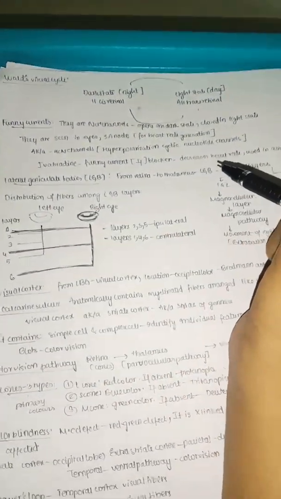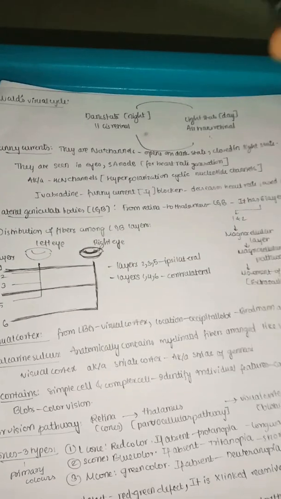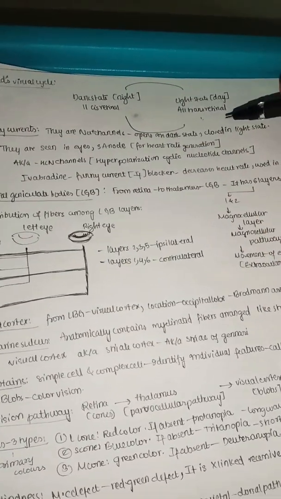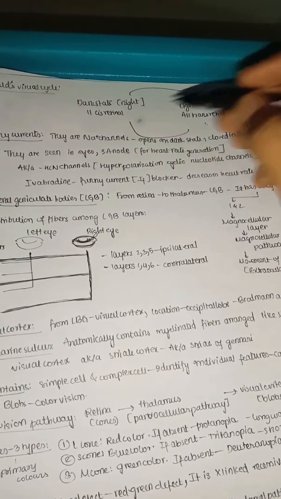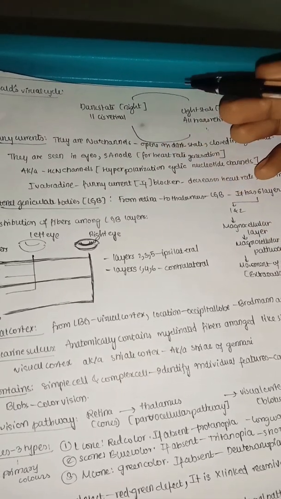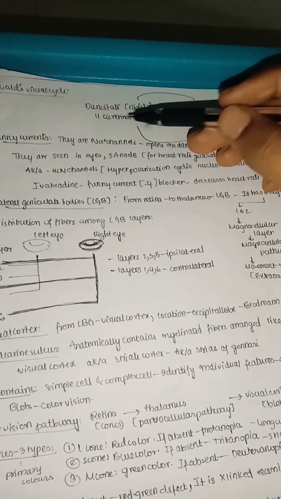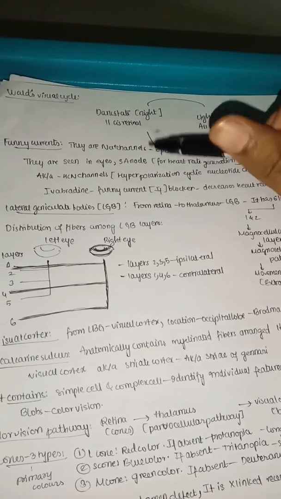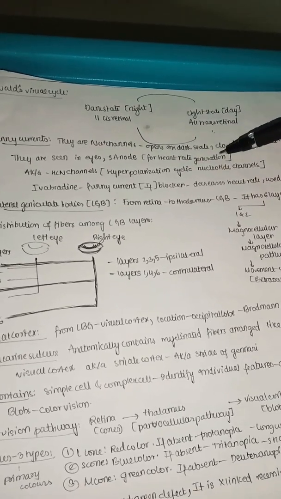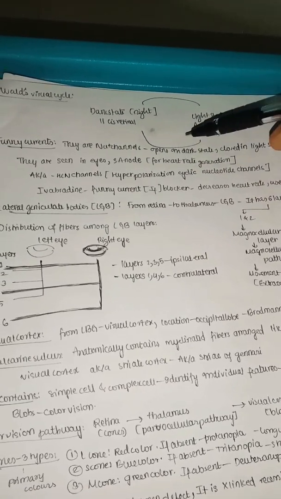Now let us see the funny currents. So they are the sodium channels which open in the dark stage and close in the light stage. Of course, if they are closed in light stage there is hyperpolarization. If they are open in dark state, it will lead to depolarization. So they are seen in eyes and also in the SA node. If you remember, in heart physiology also we discussed about these funny currents for heart rate generation. So mainly for heart rate generation also they are useful.